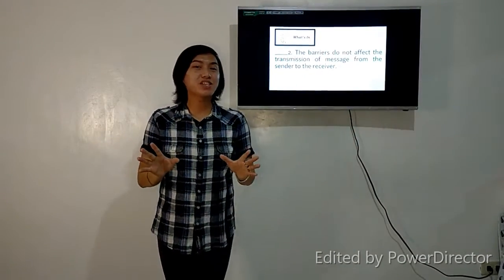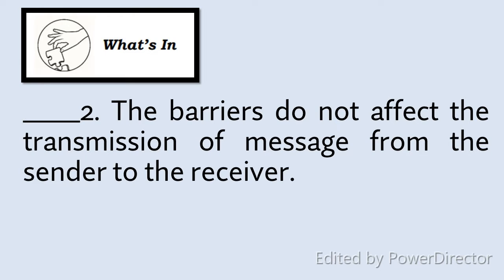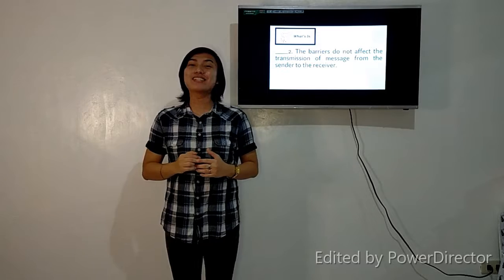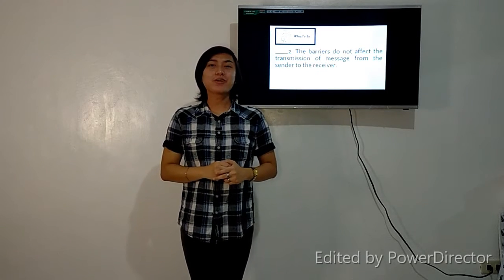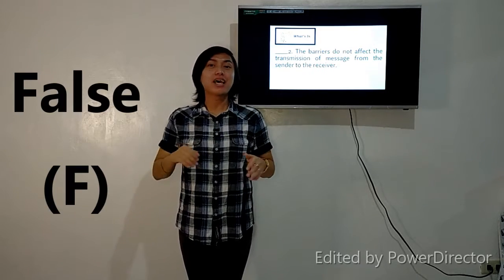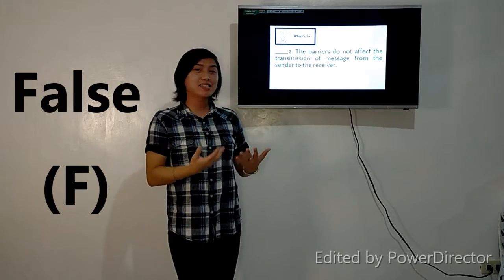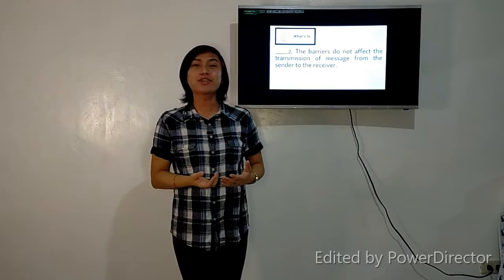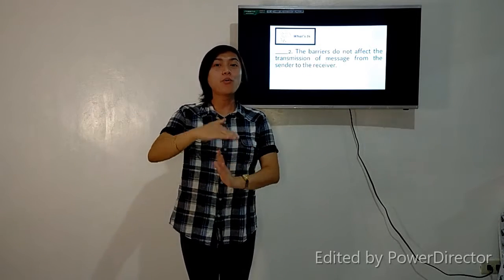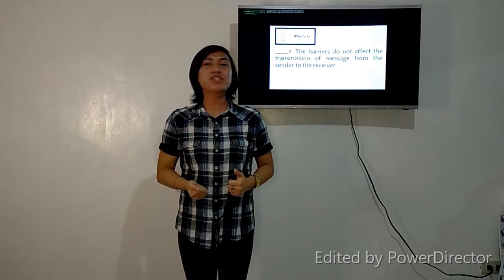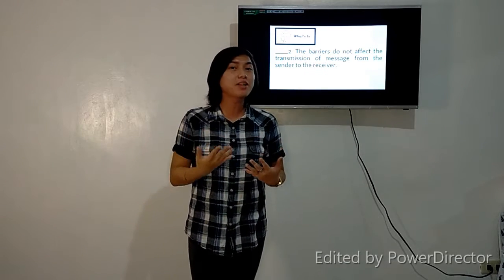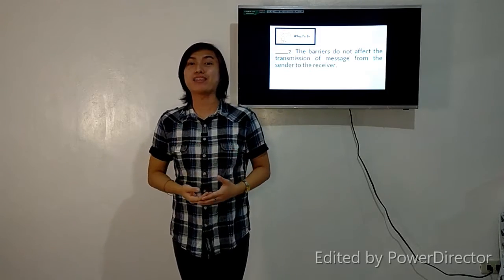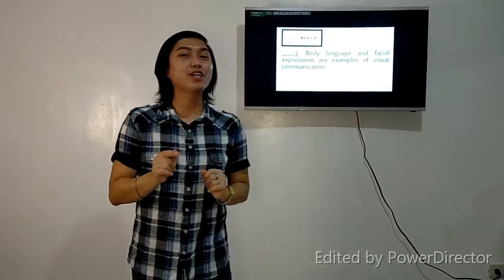Alright, the second situation is the barriers do not affect the transmission of message from the sender to the receiver. What do you think is the answer? Is it true or false? The correct answer is false, simply because barriers are considered as the noises in the communication process, as they provide walls and hindrances to the transmission of message from the sender to the receiver. It could be in the forms of emotional barriers, physical, and semantic barriers. Let's move on to the third one.